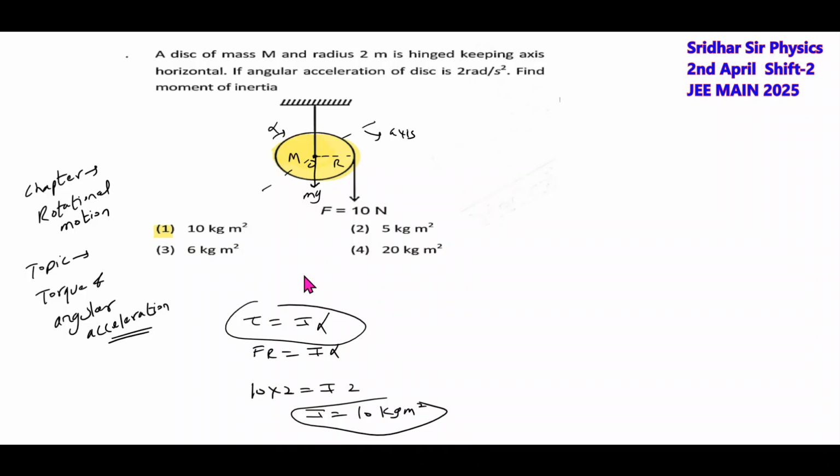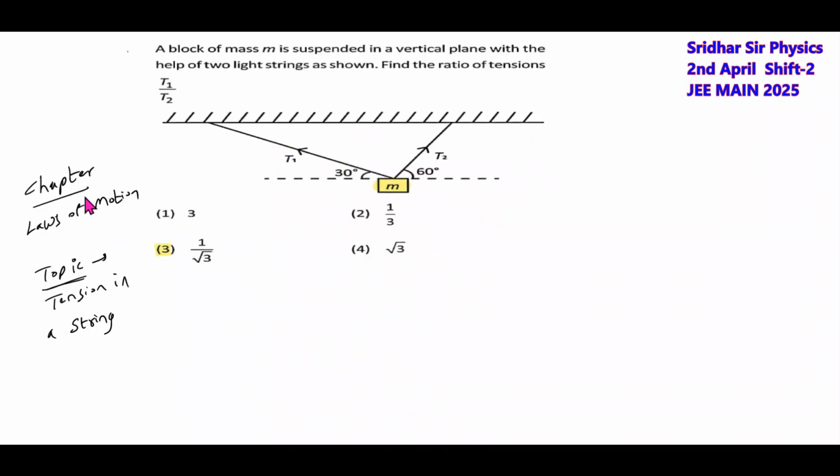So we'll move to the next question. This question belongs to the chapter Laws of Motion, class 11 syllabus. Topic name is tension in a string. Here you can see two strings, there's one string, and next we have the other one. Find the ratio of tension in these two strings.